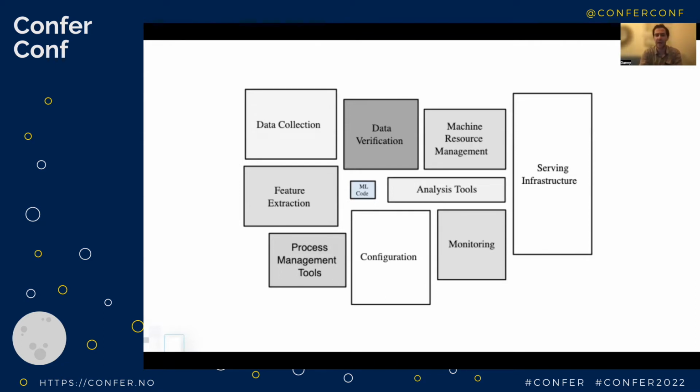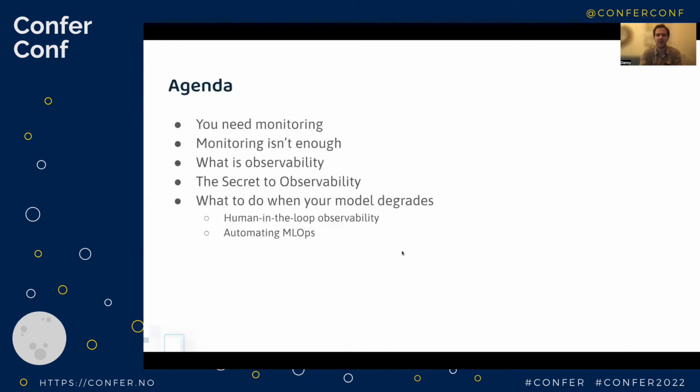And that's why I think it's interesting and useful to be able to talk about observability, not just for ML models, but for ML systems. And if you're unclear about what observability is and why you might need observability for your machine learning system, don't worry, we're going to be getting into this in today's presentation.